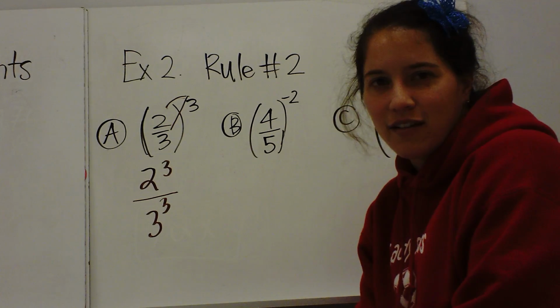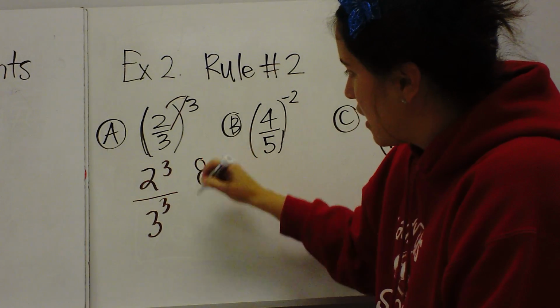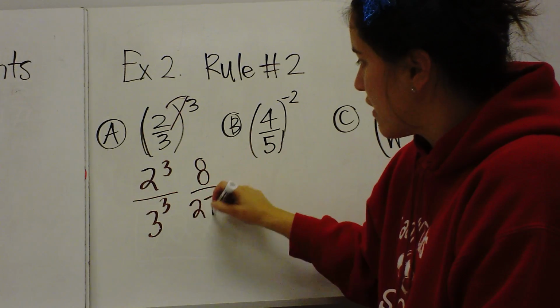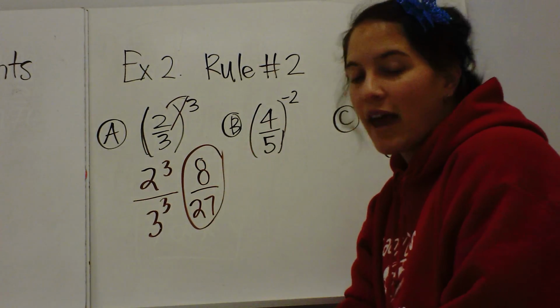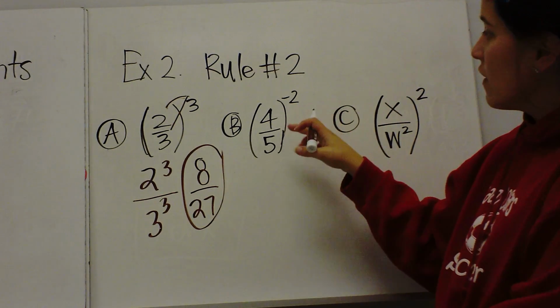Well, these are not hard to calculate, so let's just go ahead and simplify it out. 2 to the 3rd is 8. 3 to the 3rd is 27. So 8 over 27.